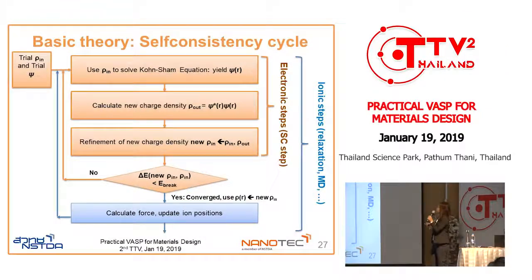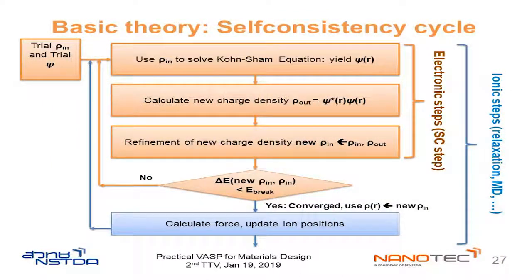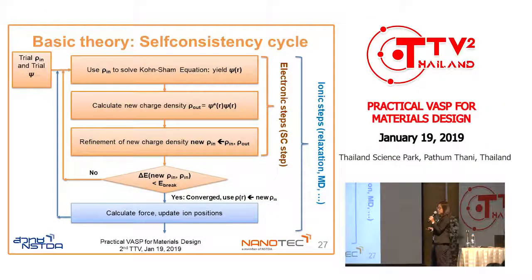And here is a self-consistency cycle, like Dr. Pusana presented before. But I want to remind you that we call this self-consistency cycle an electronic step loop. It's for optimization of the electrons. But when the electronic step is converged, it will move the ions in the lattice. So this bigger cycle is called ionic step relaxation.